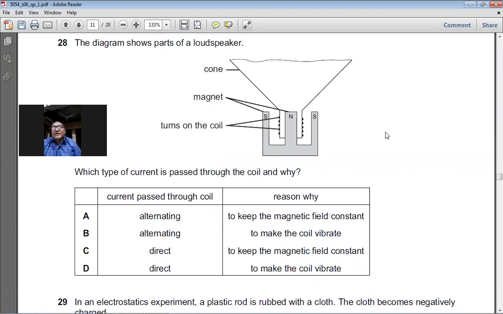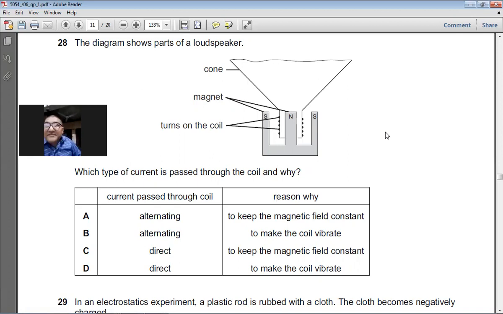Which type of current is passed through the coil and why do we provide it with alternating current? Because due to the alternating current, this paper cone will move up and down. It will vibrate.